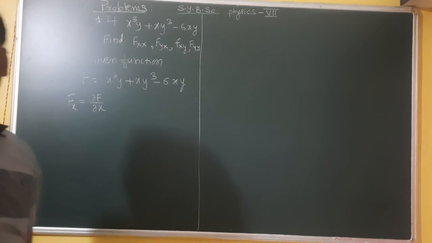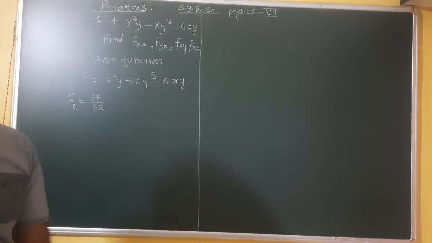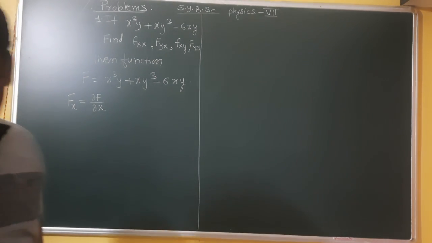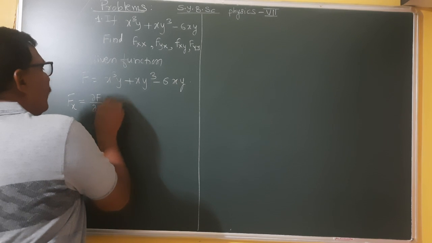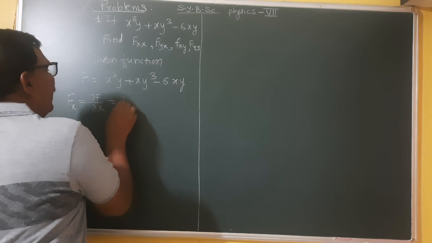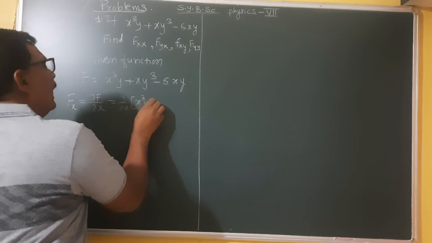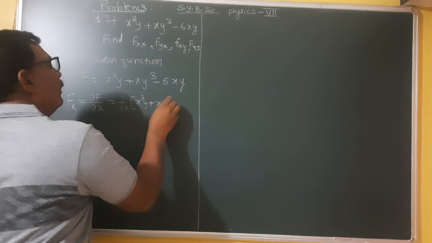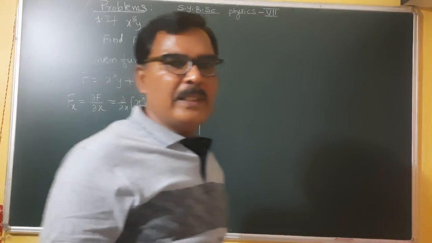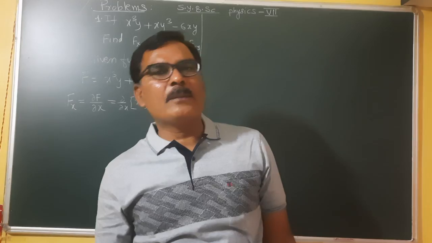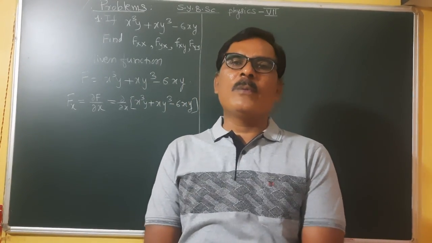The given function can be differentiated partially with respect to x. That is, fx is equal to dou f by dou x of x cube y plus x y cube minus 6xy. Many of us are familiar with differentiation. In mathematics you know differentiation, integration and derivatives, and you can find them.